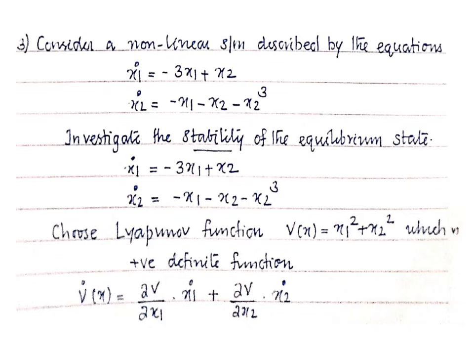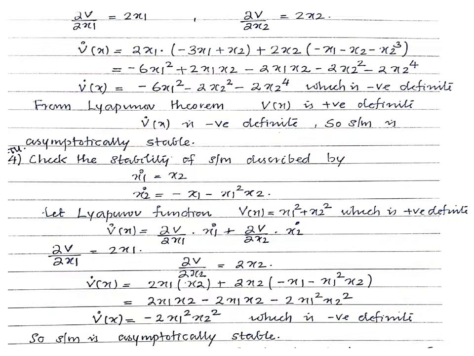Then the third question, similar to the previous one, we have to check the stability of the equilibrium state. Then write the Lyapunov function V of x. Because V of x is a positive definite function, we have to write the equation for V dot x. Then we substitute all these values, dou V by dou x1 and dou V by dou x2. By substituting, we get V dot x equal to minus 6 x1 square minus 2 x2 square minus 2 x2 raised to 4. For any values of x1 and x2, this function V dot x is always negative definite. So the system is asymptotically stable.